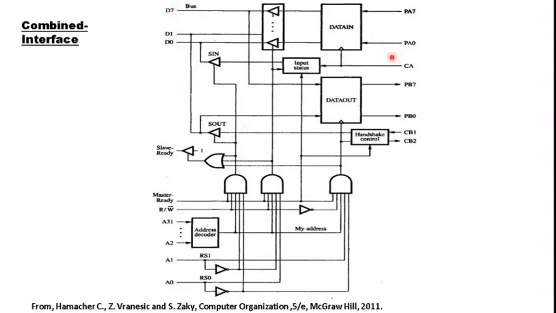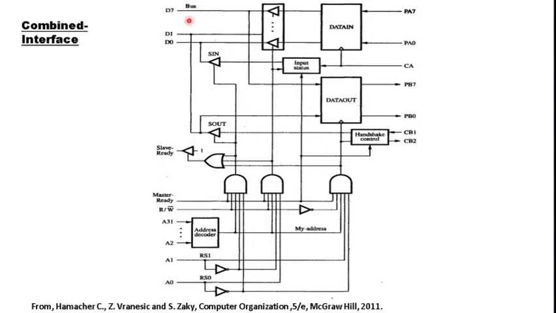Then we have additional pins for signaling. The pins CB1 and CB2 are actually the corresponding pins of pins valid and idle that we saw for the output interface. They are directly connected to the handshake control unit. Then we have a pin CA that plays the role of the valid signal in case of the input interface, or when the input operation is happening. Then we have our usual signaling pins, master ready, read or write. Then we have the address pins and we have the slave ready signal too.